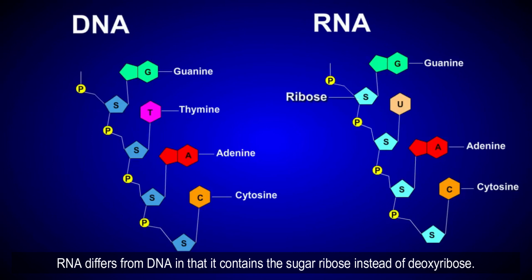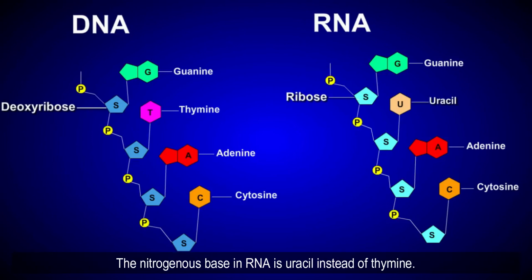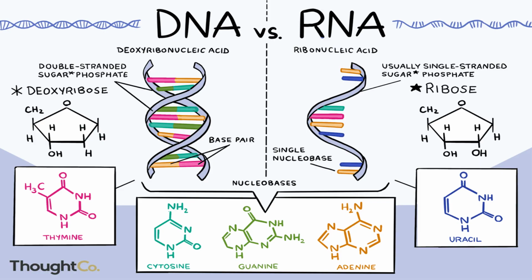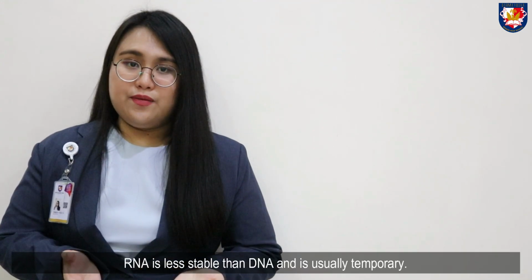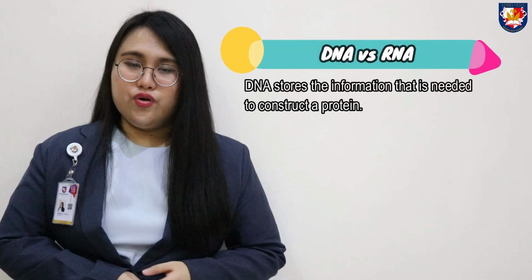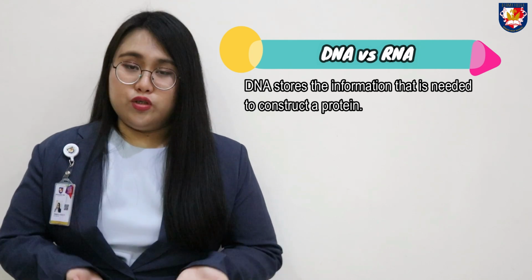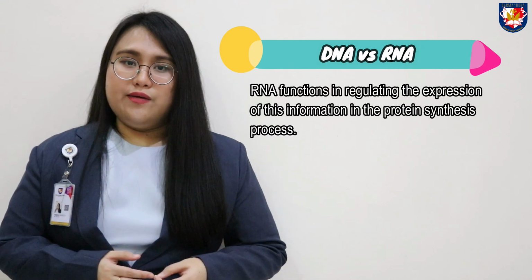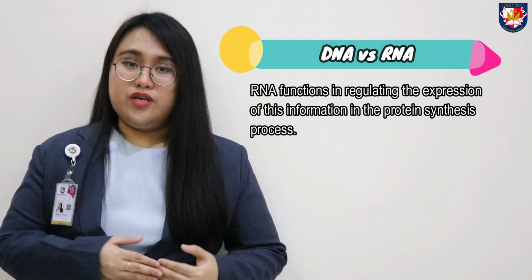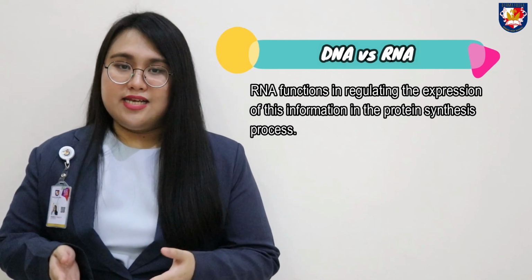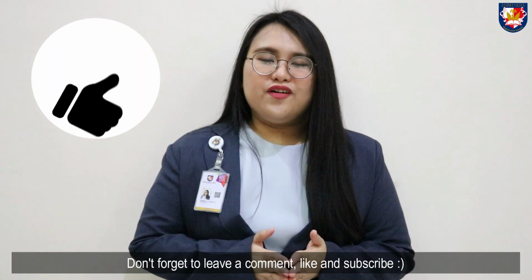RNA differs from DNA because, first, it contains the ribose sugar instead of deoxyribose. Second, it contains the nitrogenous base uracil instead of thymine. RNA is usually single-stranded and doesn't form a helix. Because of this, it is less stable and temporary. So DNA is used to store the information to produce proteins, while RNA functions in regulating this information in the protein synthesis process. That's all about our lesson today.